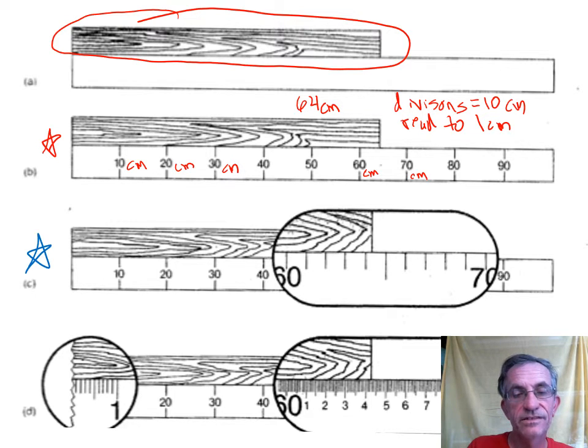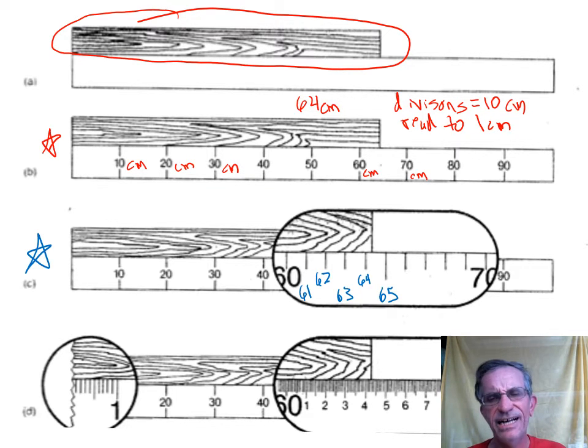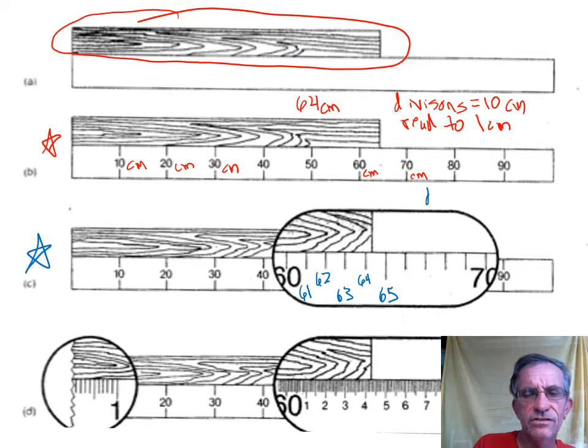60. This is 61. This is the 62 line. This is the 63 line. This is the 64 line. This is the 65 line. So how far apart are those lines? They're every 1 apart. The divisions are every 1. Every line represents 1 centimeter.